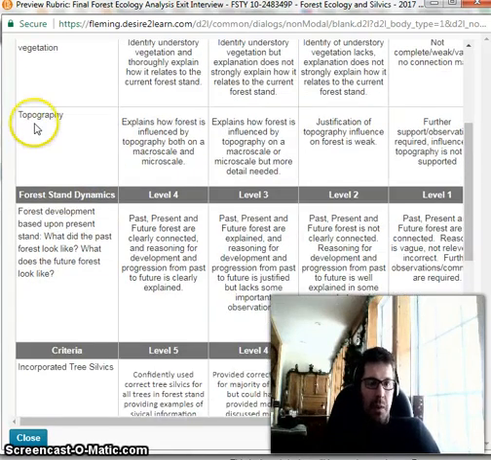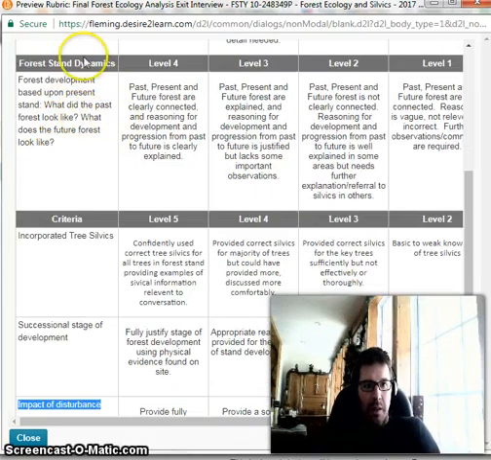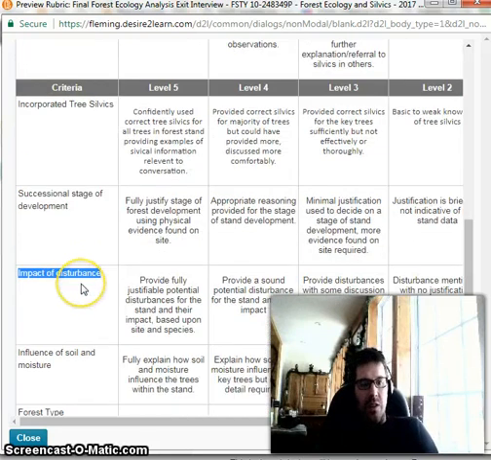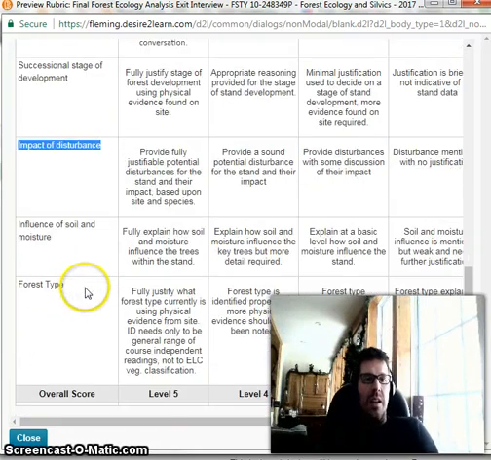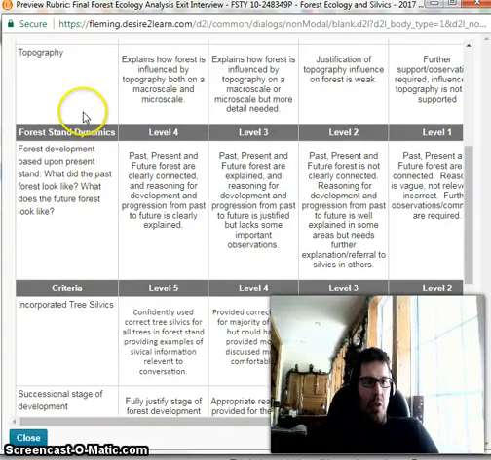Topography, again, think about the topography, where the trees are growing. This is a big area that I'm looking at because of the forest stand dynamics, the past, present, and future. If you just talk about past, present, and future, you can incorporate all of these other things into it. The silvics, the successional stage, impacted disturbance, soil and moisture, forest type, all the sorts of things that can all come out of this area.